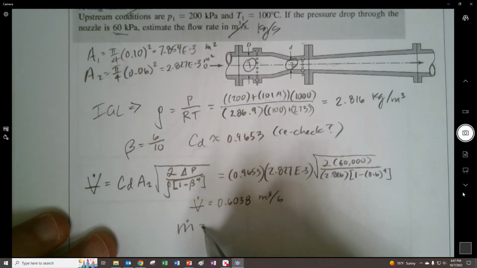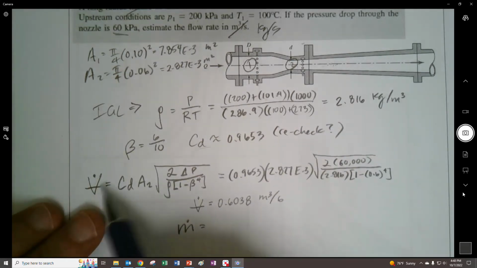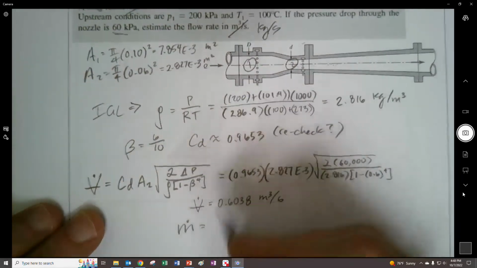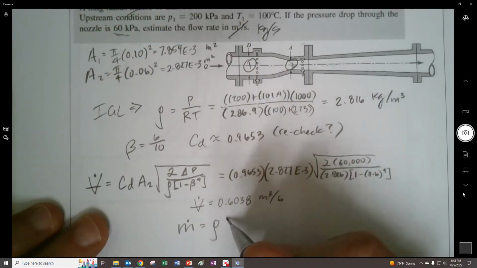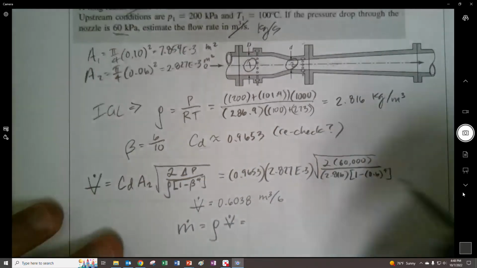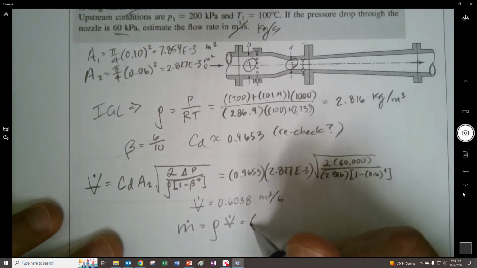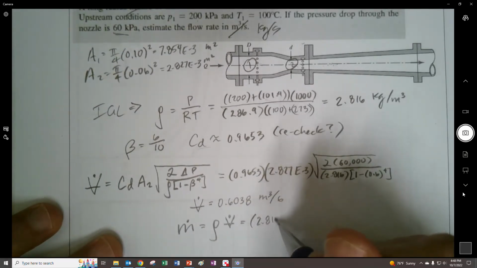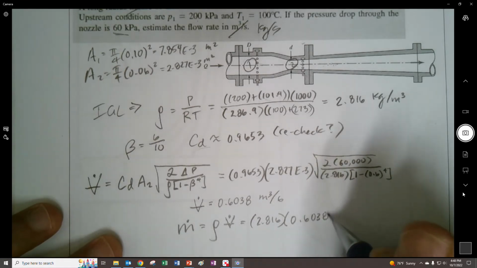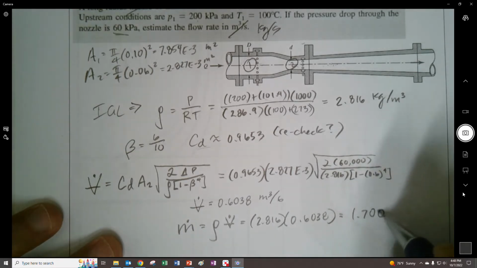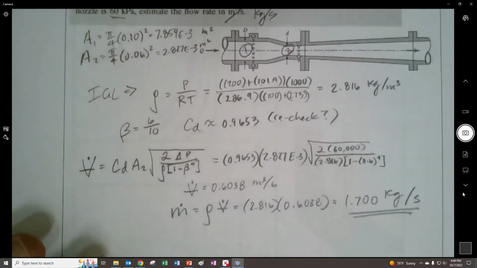I can't remember, but I should probably remember. In any case, what we've established right here is that that's going to be the volumetric flow. So we're going to use the density. Most of the time we assume that the density is going to be constant because we're treating this like an incompressible flow, even though we know it's not going to be incompressible. So anyway, I'm going to take my 2.816 and multiply it by my 0.6038, and I'm going to get 1.700 kilograms per second. And it just makes a little bit more sense to me that we'd be using a mass flow instead of a volume flow.